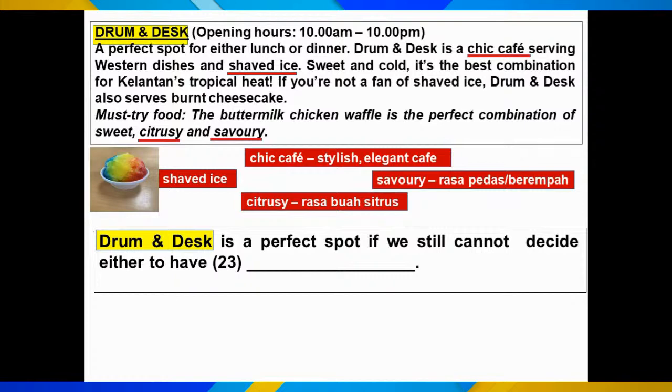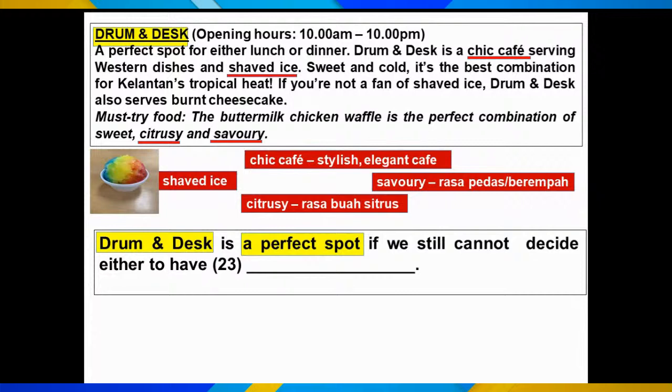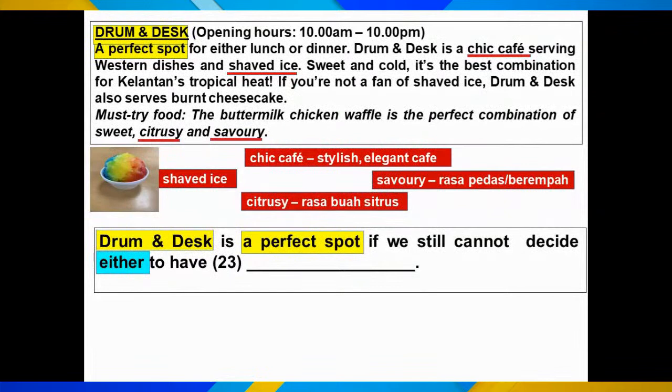The keyword is perfect spot. Spot means a very suitable place. So you go there, you look. This is your perfect spot. Can we see this phrase? Yes, you can see it in the text. Perfect spot. Now, another keyword is the word either. You can see the word either there. When we have the word either, that means it gives two choices. So either you choose this or that.